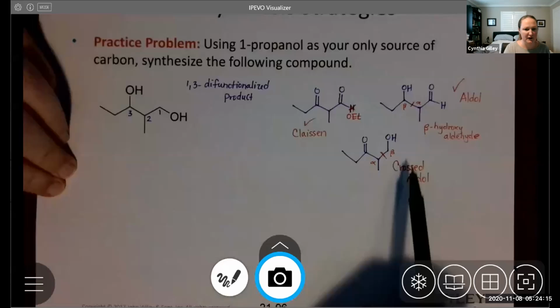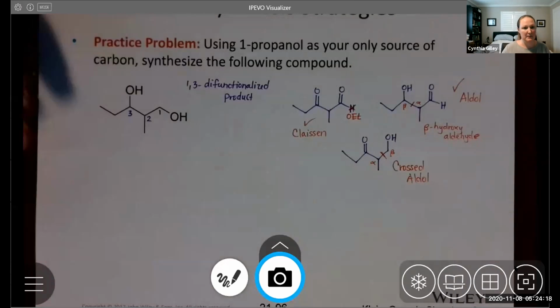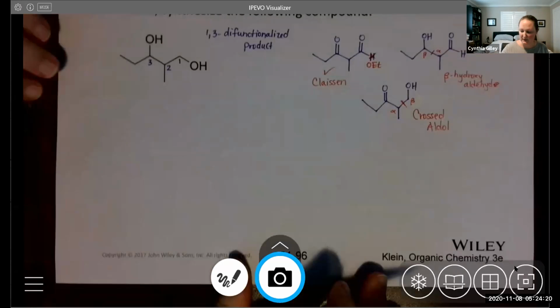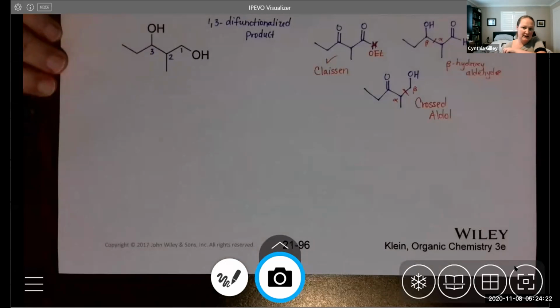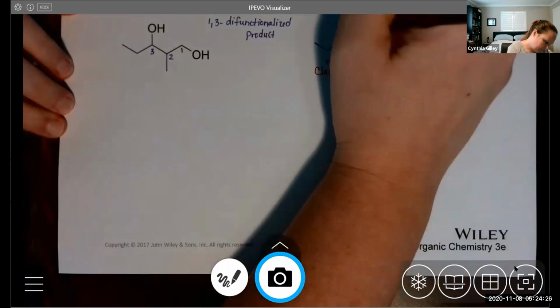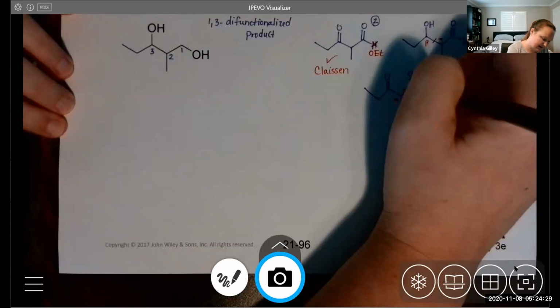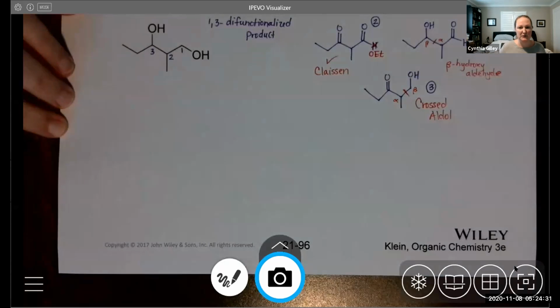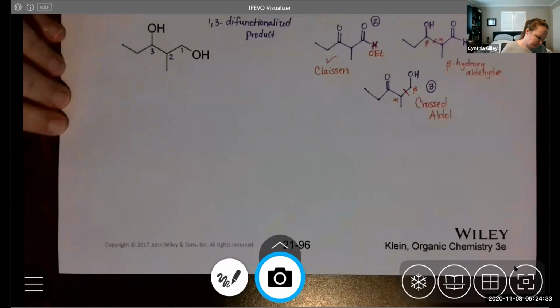I think it's not as preferred, but it's a reaction sequence. Okay, let's look at these. I'm going to go for this one. You're looking at these as alternate options for comparison.